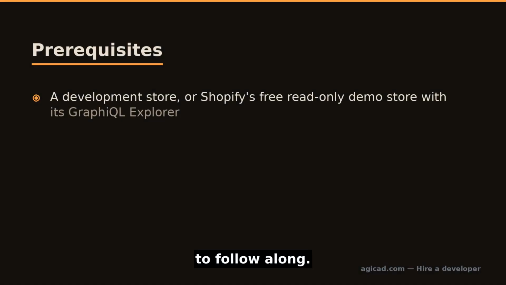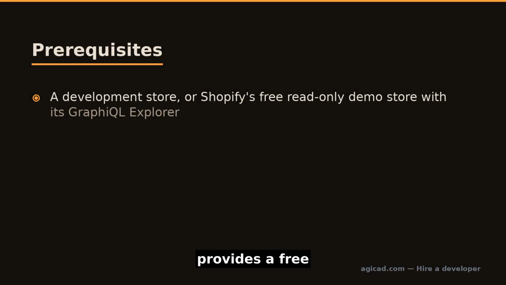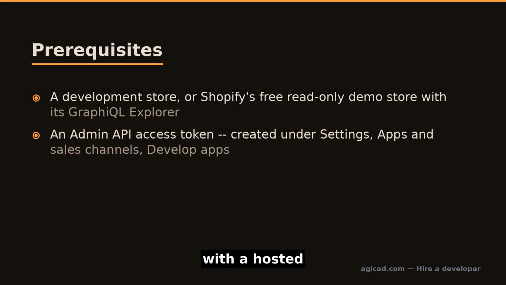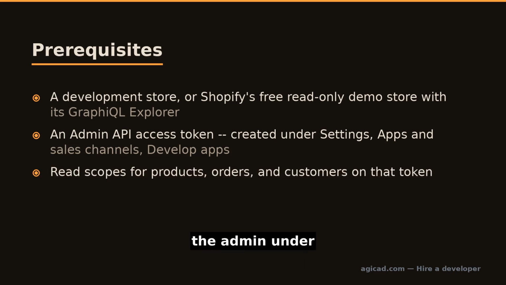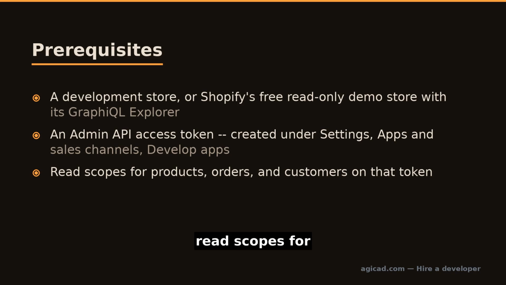What you need to follow along. A development store, or, if you don't have one handy, Shopify provides a free read-only demo store with a hosted GraphQL Explorer where every query in this episode runs as is. If you use your own store, you'll need an admin API access token, which you create in the admin under settings, then apps and sales channels, then develop apps. Give it read scopes for products, orders, and customers.